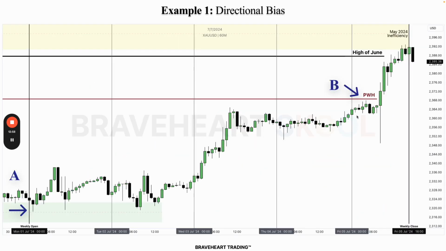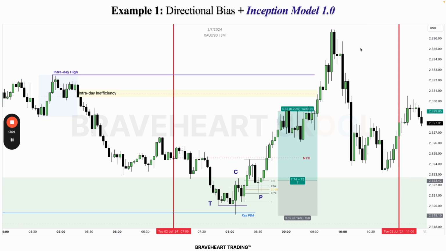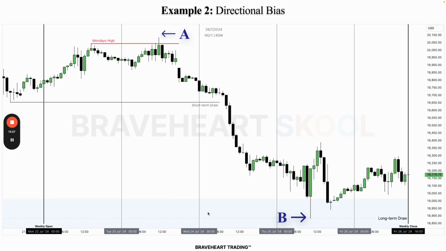So example 1, this is directional bias, A to B, and the draws on liquidity have been outlined already in this example. And here is an example of the execution model, which is going to be following that bias. So we're only going to pick one side of the market, and the execution model will be explained later on, where there's a trigger, a confirmation, and then a participation on everything that you've outlined. So even if you outlined a directional bias, but you don't get any confirmation, you don't take the trade because that would be a dumb move.